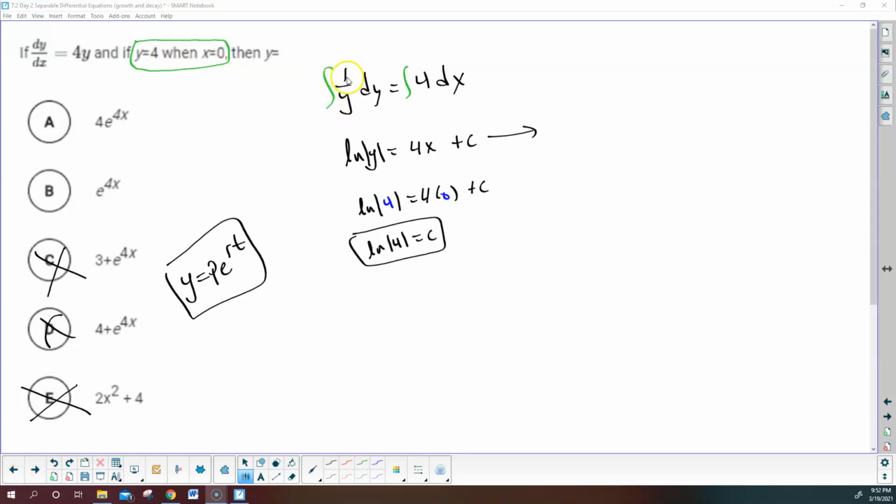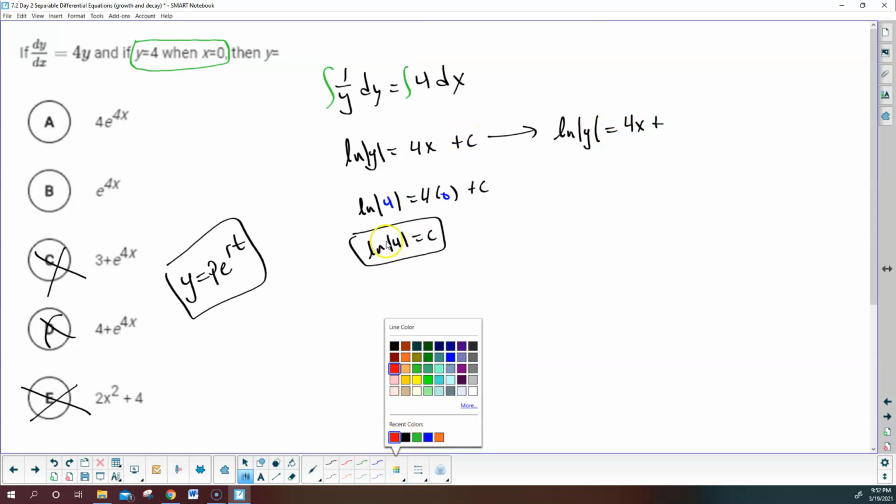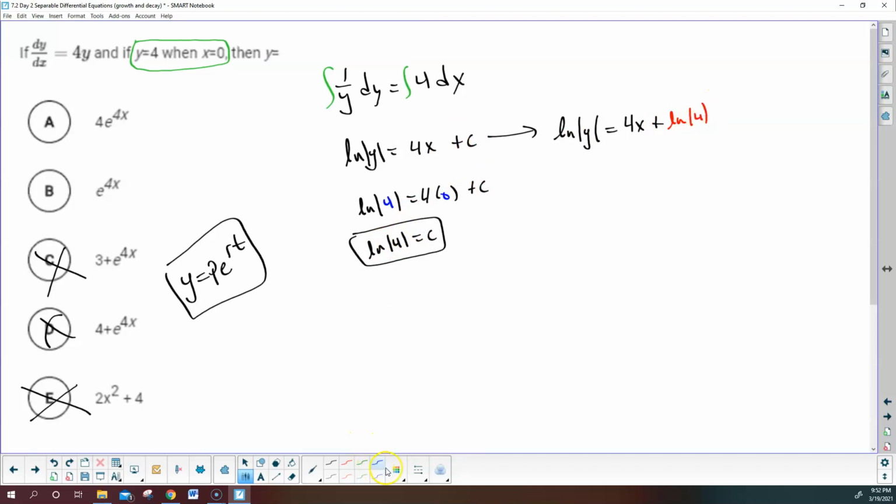All right, so we take the antiderivative of 1 over y, we get ln of y. We take the antiderivative of 4, we get 4x plus c. Now we use the initial condition, plug in 0, plug in 4, and I get c equals the ln of 4. So now we go back to the spot where c was first present, and we're going to plug in what c is equal to. And then we're going to simplify.